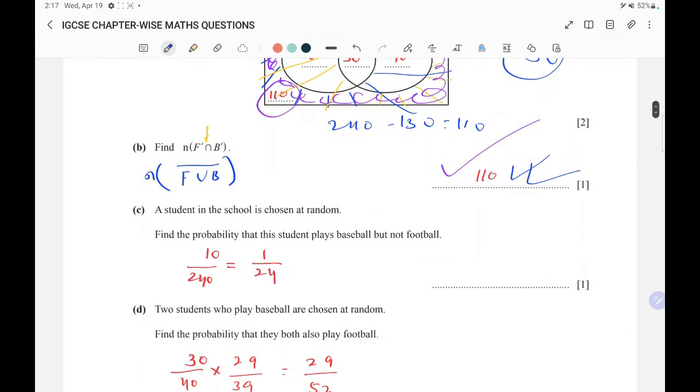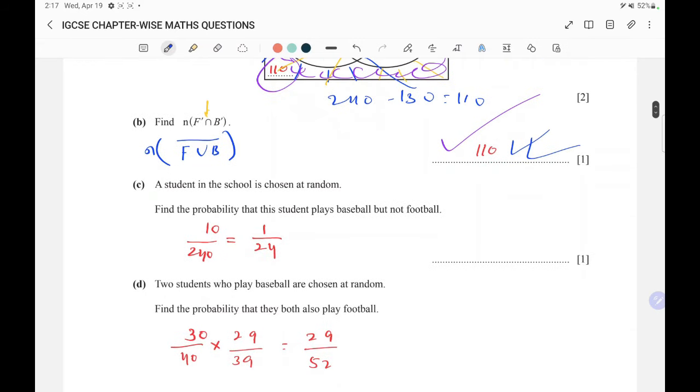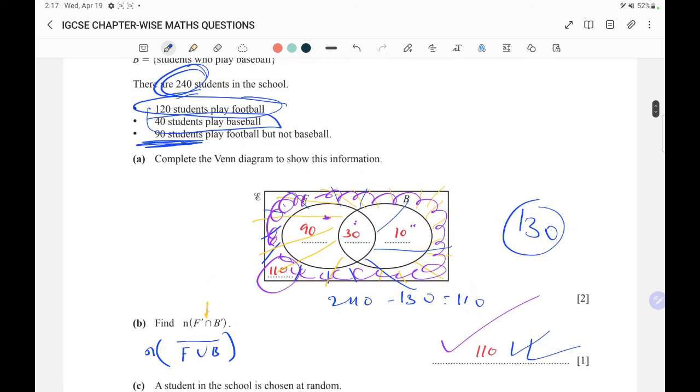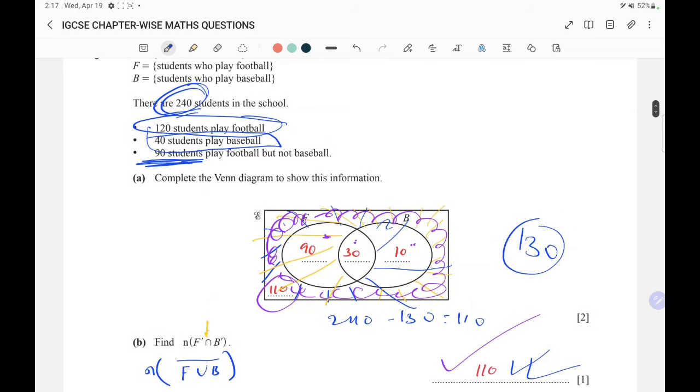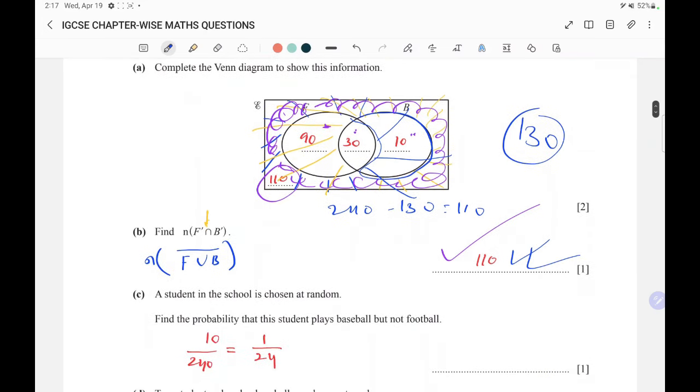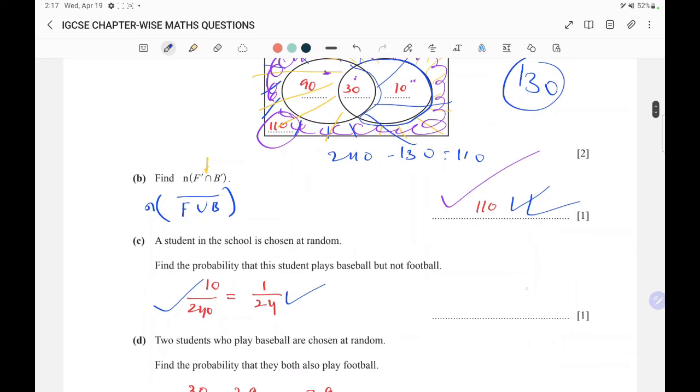Okay, now come to C part. A student in the school is chosen at random. Find the probability that this student plays baseball but not football. So this is baseball but not football. So this is 10, right? But out of 240 you are selecting. So 10 over 240, that is 1 over 24.